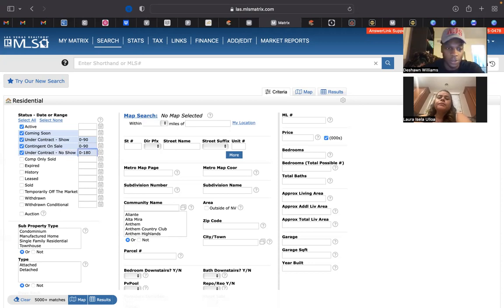Under contract, no show, same as under contract show, simply an option by the seller, but sometimes the shows might have, I guess, a less strong buyer sometimes. Then we're also going to want to look at the solds. Those are probably one of the most important groups for us to see because we can see what something's listed for, but we really want to know what it actually sold for.